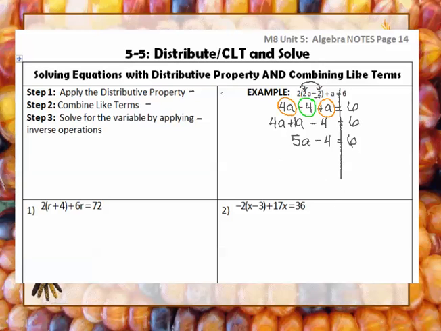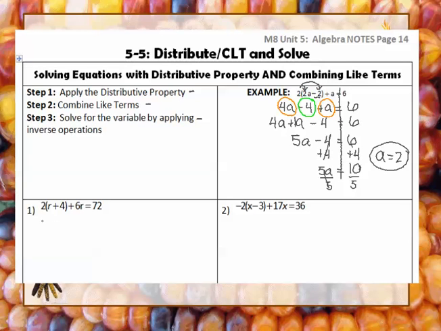Now that I've done my distribute and my combine, I can solve like a regular equation. I'm going to get rid of my constant, plus 4 on both sides. Then I have 5a, and 6 plus 4 gives me 10. Then I divide by 5 on both sides to get a by itself, and I'm left with a equals 2 for my final answer. Like before, the spaces on these are kind of small, so if you want to get some lined paper before we start the other problems on this page, go ahead.